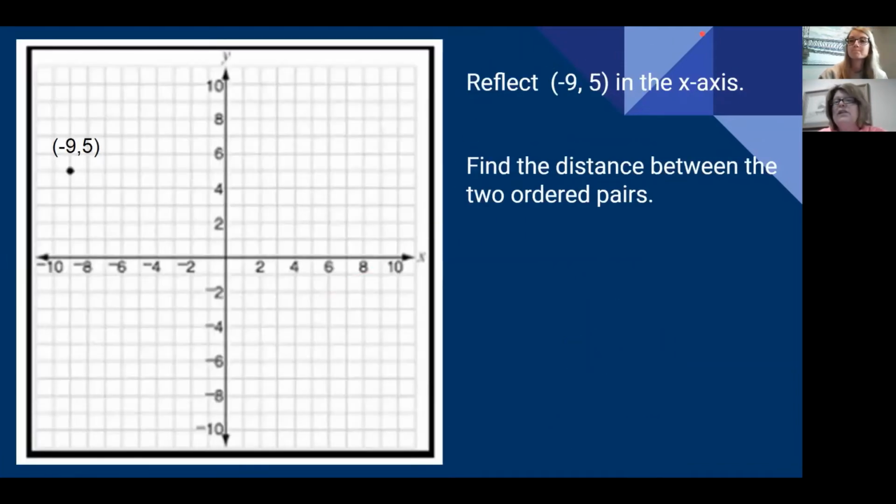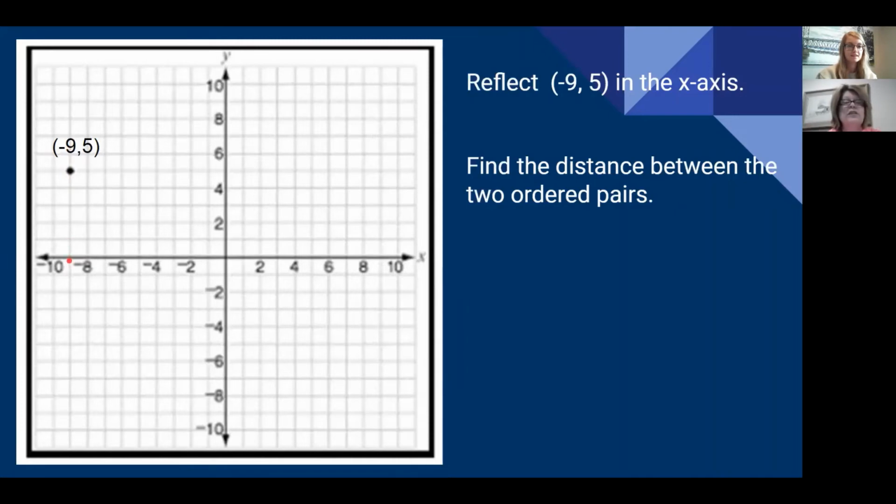So Mrs. Zimmerman, it says that we're going to reflect -9 and 5 on the x-axis. So which axis am I going to fold over or reflect on? The x-axis is the horizontal line. Okay, so I'm going to reflect this point over that line. And the easiest way on graph paper is just to count. So I'm going to count 1, 2, 3, 4, 5. I am 5 away from the x-axis.